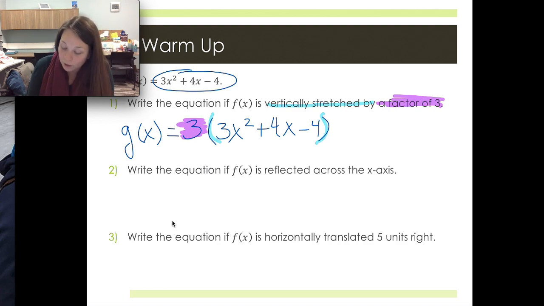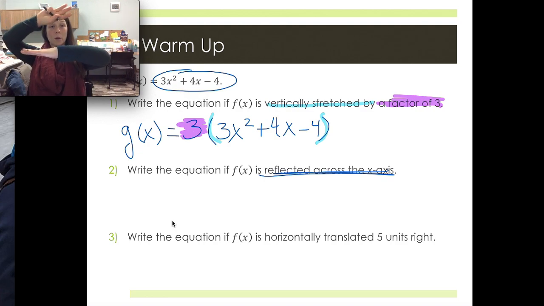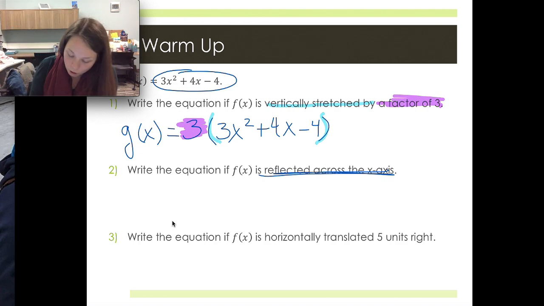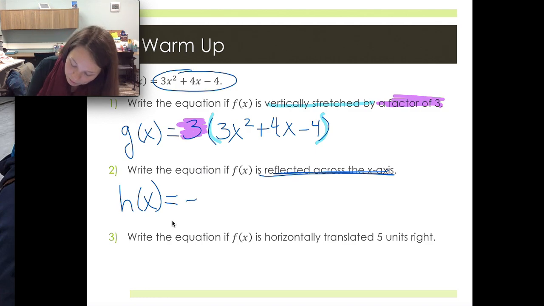Looking at the next one, write the equation if f of x is reflected across the x-axis. When something is reflected across the x-axis, that is a vertical transformation, because if this is my x-axis and I had something up here and I reflected over, that is a vertical movement. So similarly to the last one, we need to multiply this function by something on the outside of a grouping symbol that's going to cause the vertical reflection. The reflection happens because all of our numbers that were once positive become negative, or vice versa. So that means I'm multiplying everything by -1.